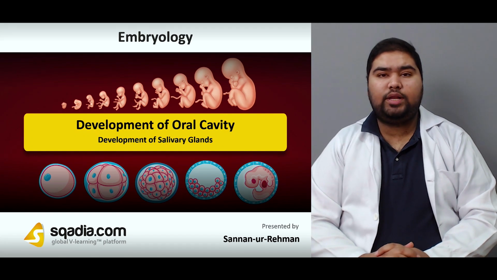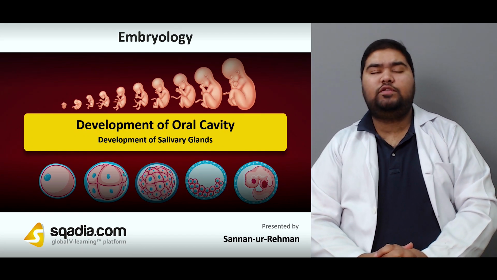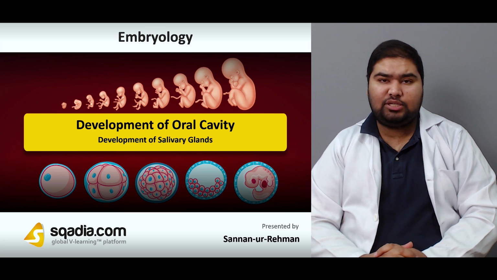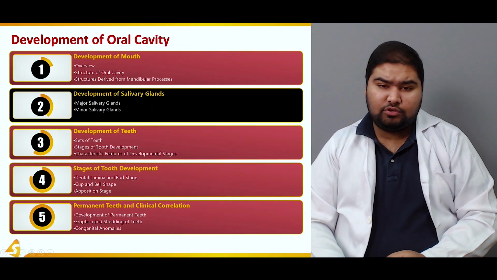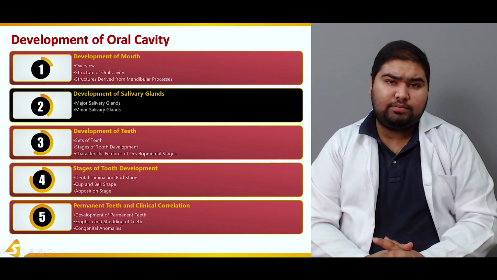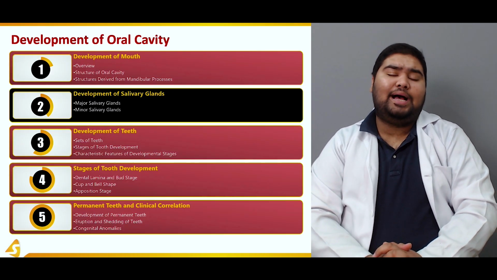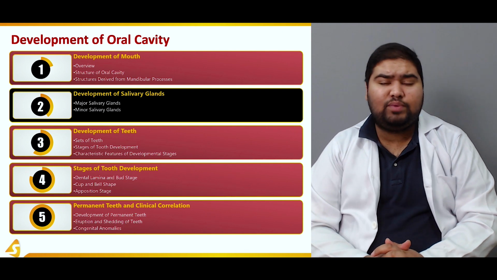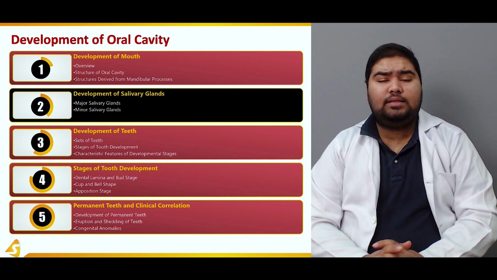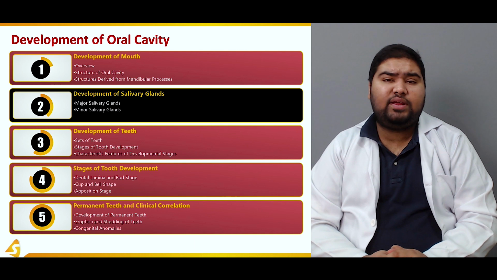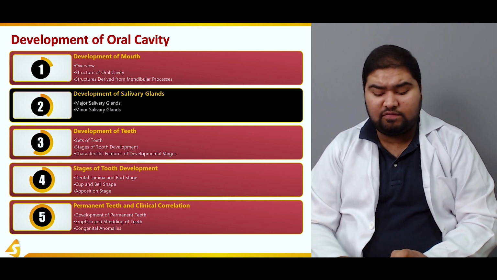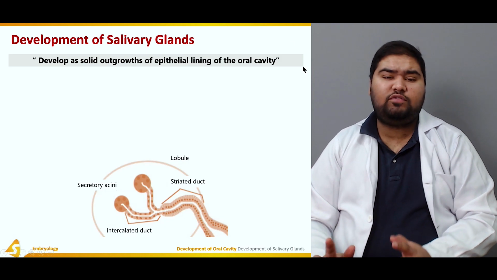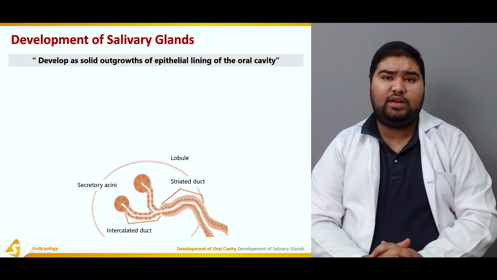Hello everyone, welcome back. We're talking about the development of the oral cavity, and in this section we'll deal with the development of salivary glands. As I've told you before, there are two types of salivary glands, the major and the minor salivary glands. We'll see what the denominations of the major salivary glands are, and what the minor salivary glands are, and what their functions are. So first of all, the development of the salivary glands.